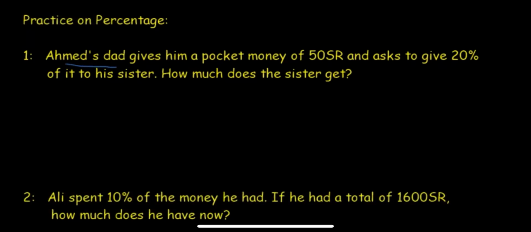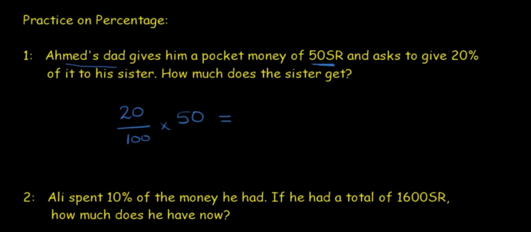Let's go. Question number 1. Ahmed's dad gives him a pocket money of 50 Saudi riyals, so he's got 50. And asks him to give 20%, so he's expecting him to give 20% of the amount he has, which is 50, to his sister. How much does the sister get?